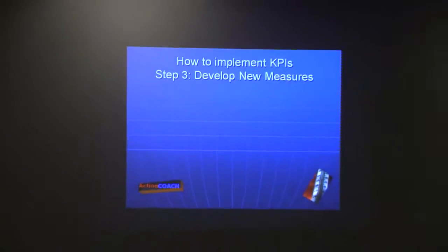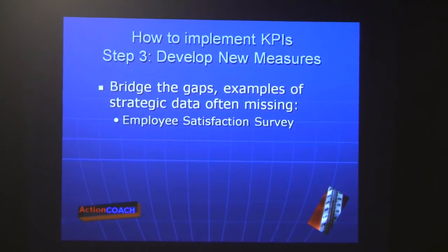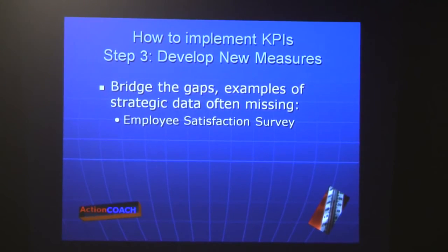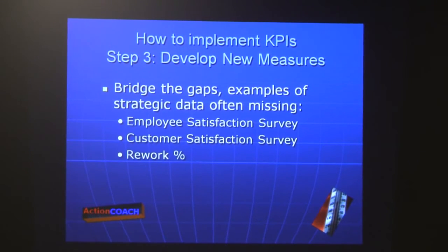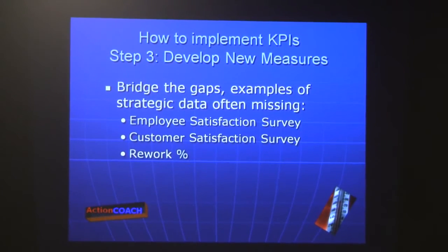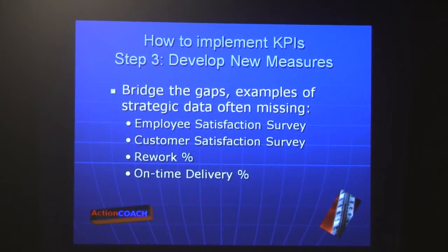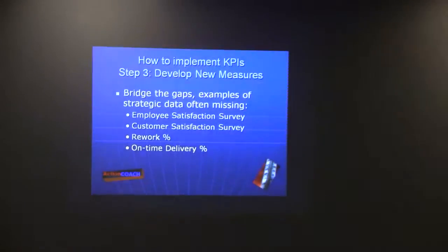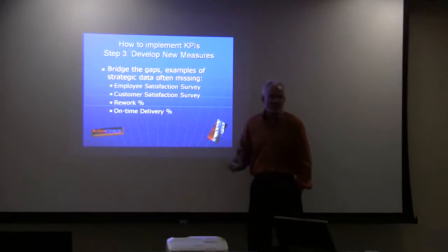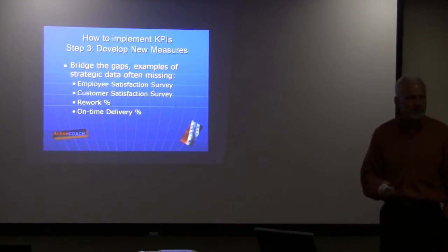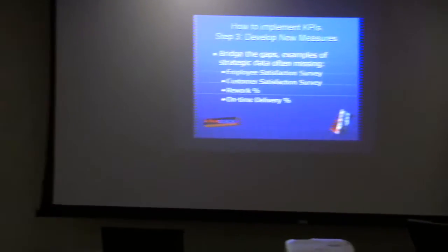So now we're into developing the new measurements. Right? You want to bridge those gaps that you've identified on the prior page. Examples of strategic data often missing: employee satisfaction, customer satisfaction surveys, rework percent. That's a huge one that's not often evaluated. On-time delivery, maybe in your businesses. But these are a few that are often missing. I mean, both of these will give you insight as to your internal processes for satisfying your delivery, your promise to the marketplace. I've seen on-time delivery used in restaurants and in health and fitness.